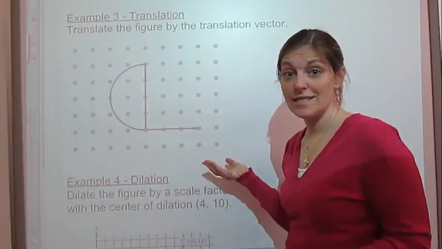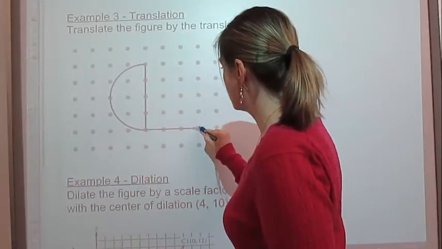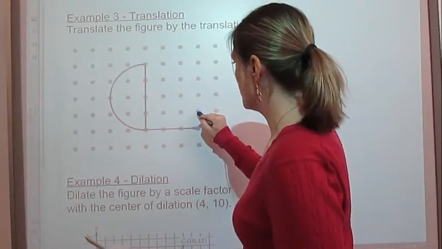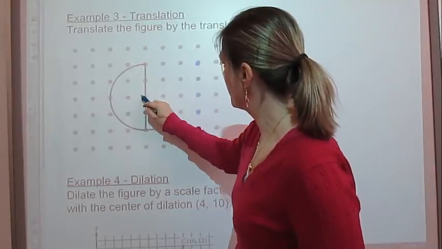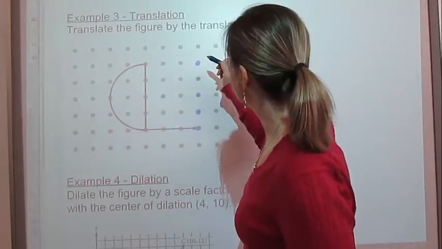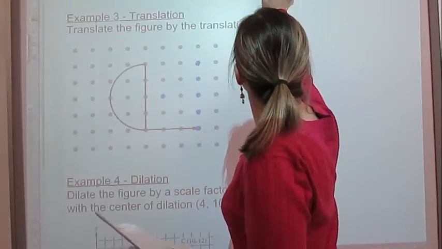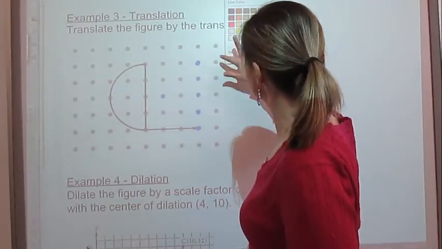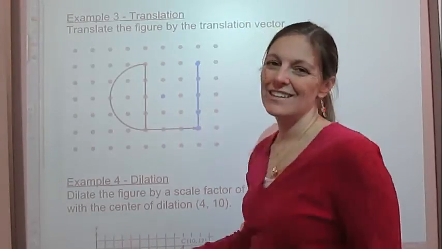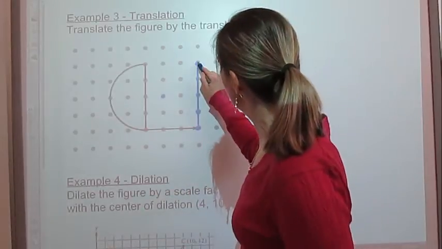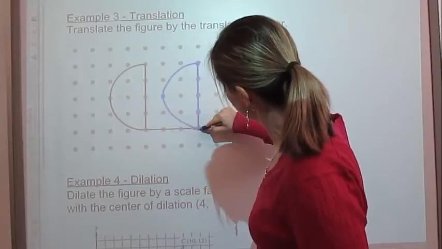All right, let's take a look at a translation. This one's kind of easy. We're just moving all of these points 3 units to the right, and then that point goes 3 units. And now here's the tricky part, because I'm not very good at drawing semicircles. First, we'll connect this. And now, here, you just do the best that you can. It should look something like that.